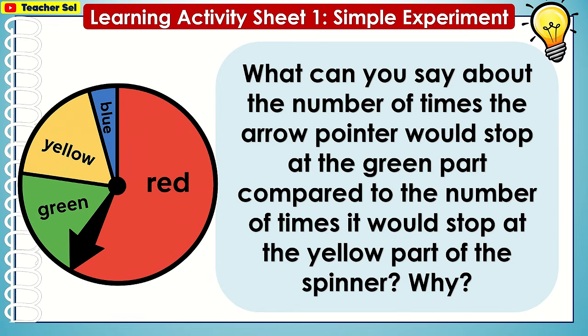What can you say about the number of times the arrow pointer would stop at the green part compared to the number of times it would stop at the yellow part of the spinner? Why?